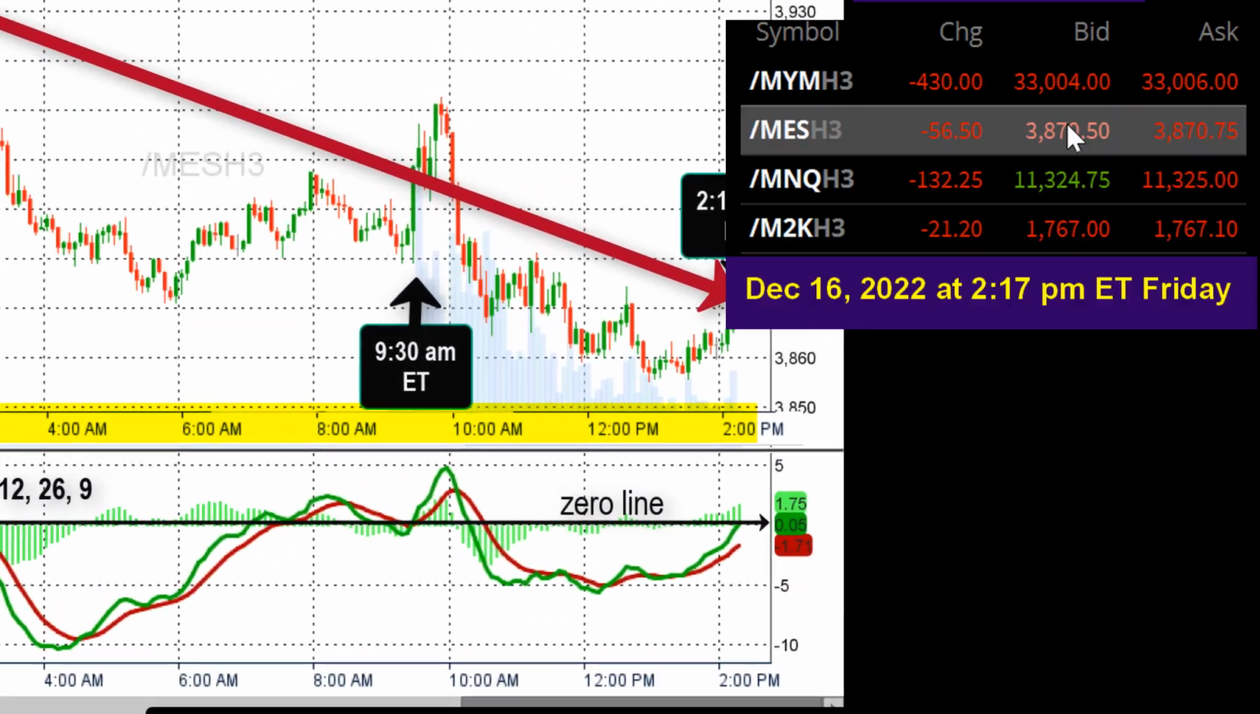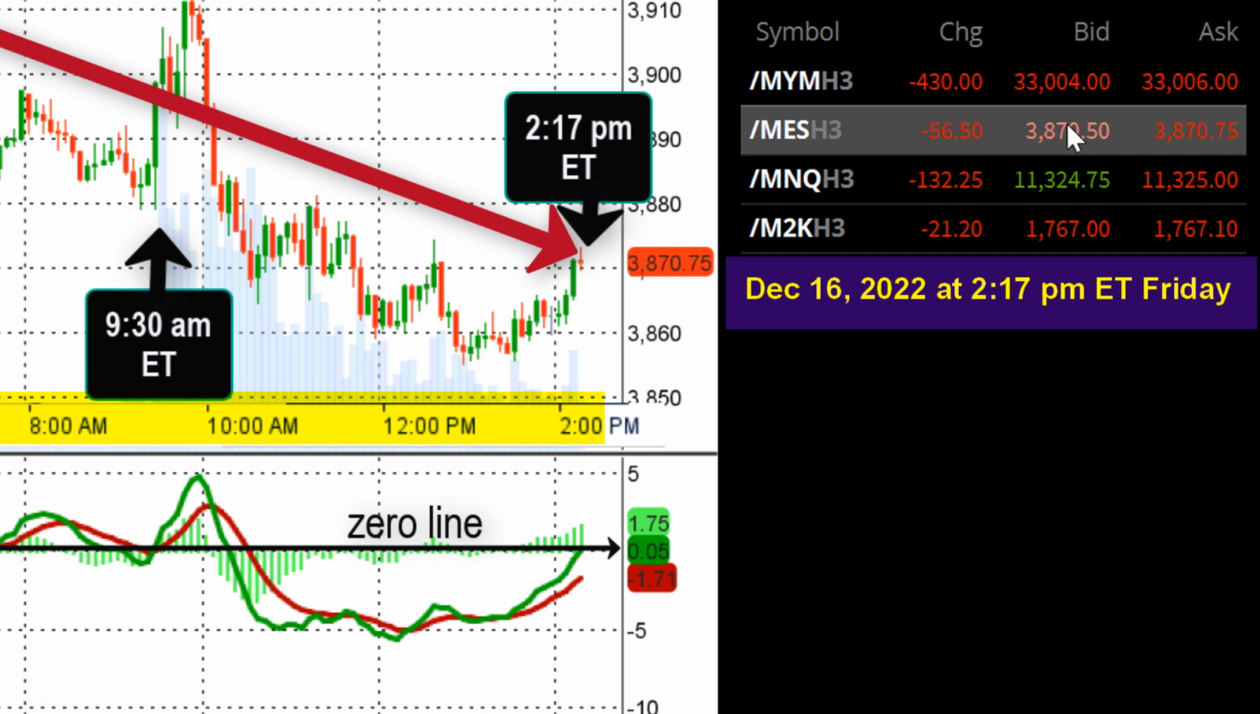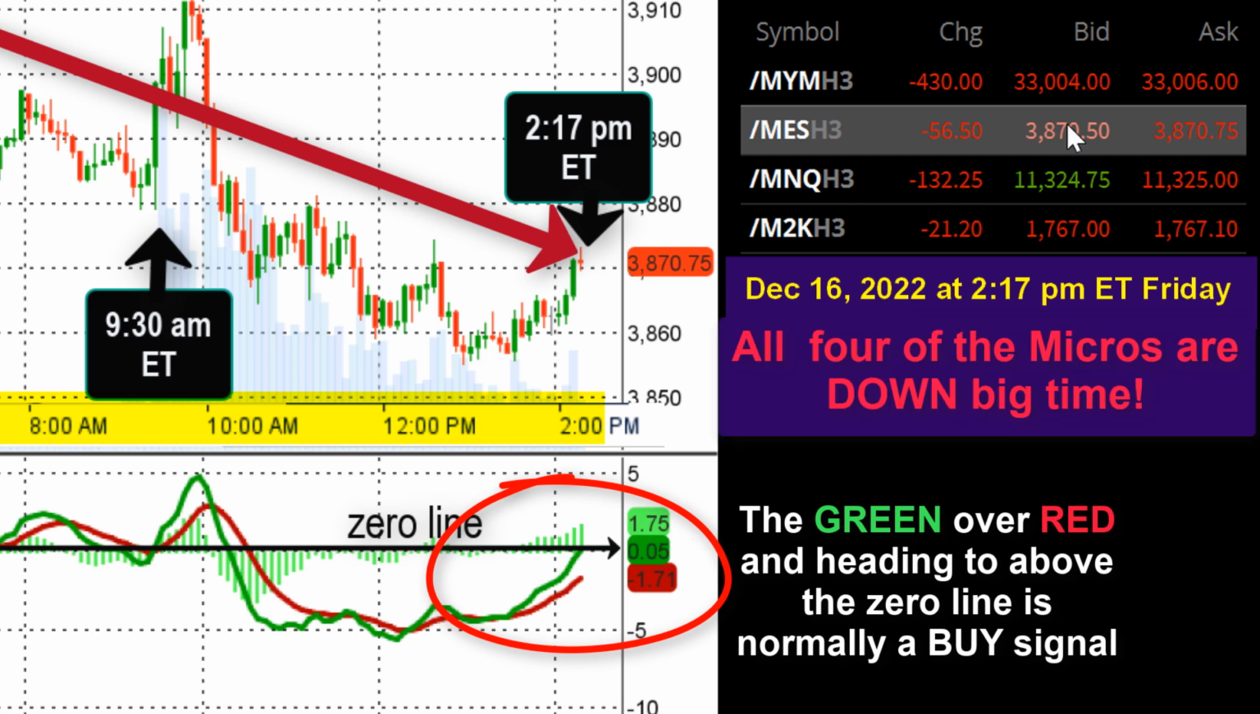And when I looked over at my watch list and saw the Dow was down 400 points, it saved me from making a huge mistake. Right here, you can see the MACD below there. The green line is over the red line, and they look like they're going to go over that zero line, which typically is kind of a buy signal.